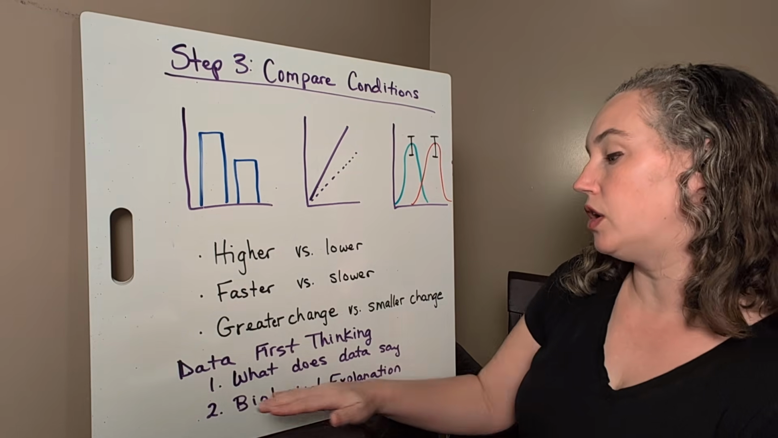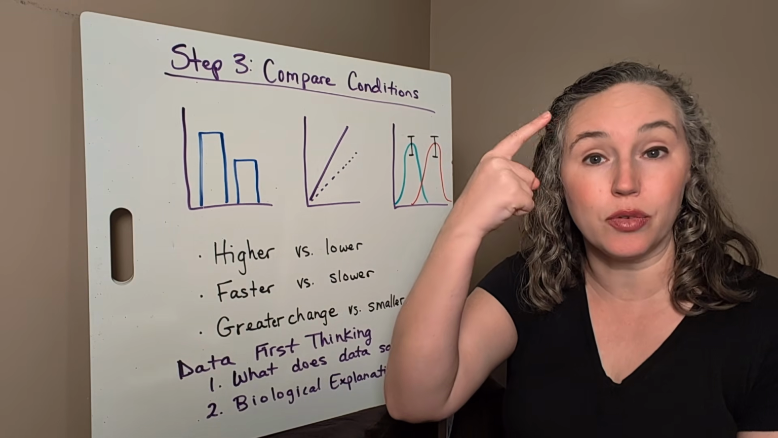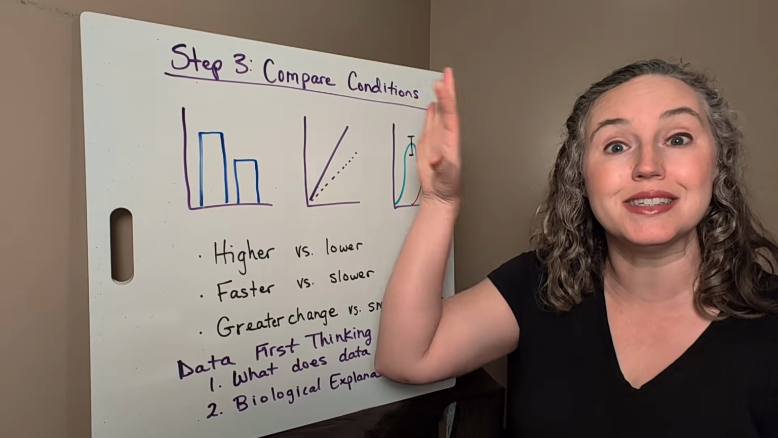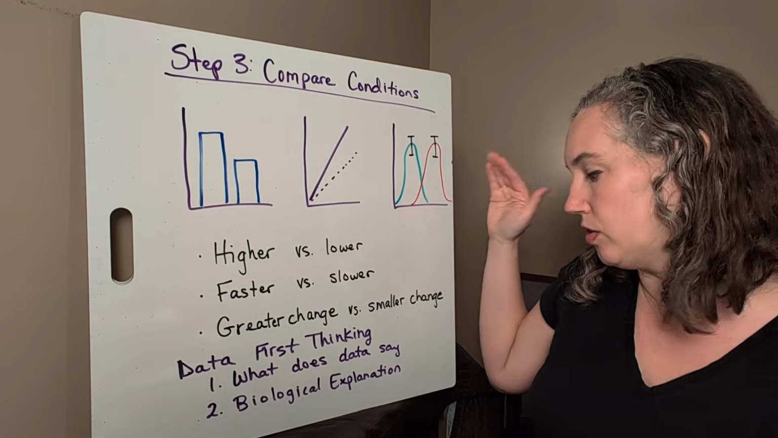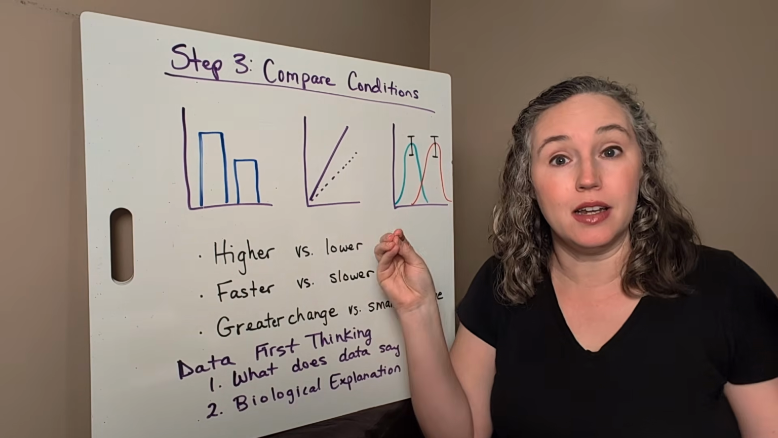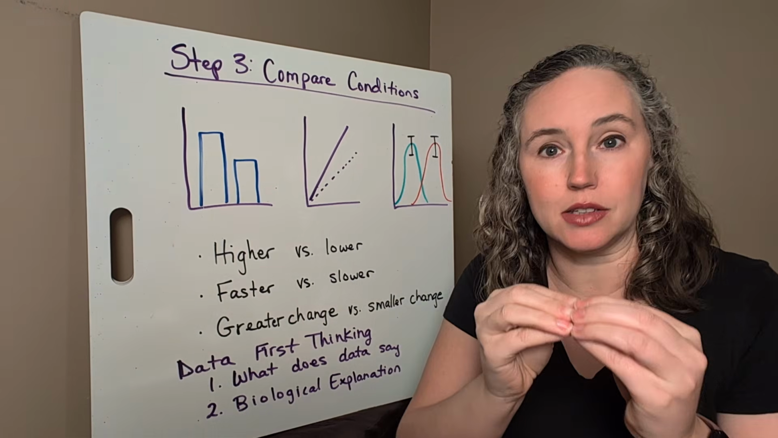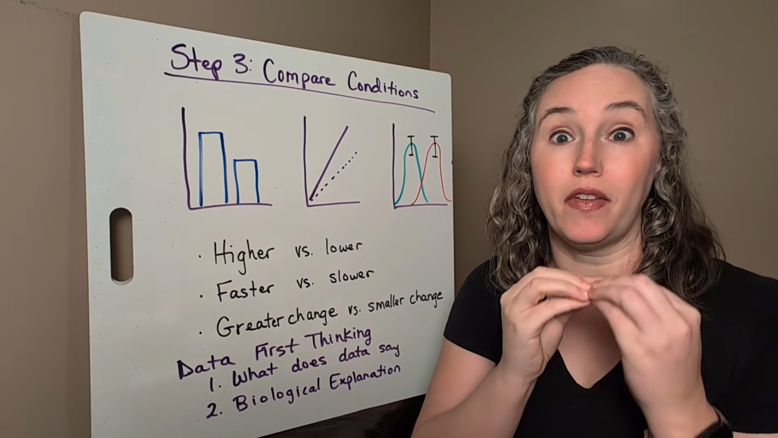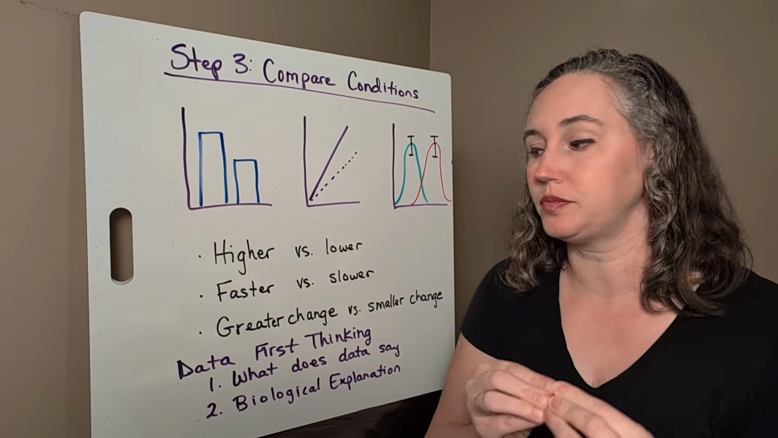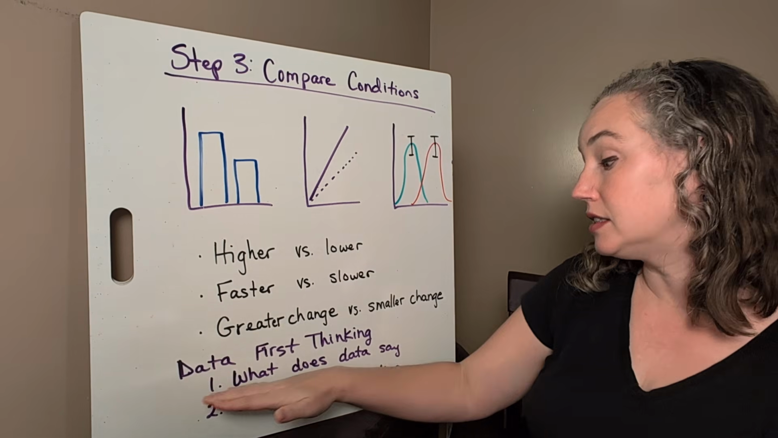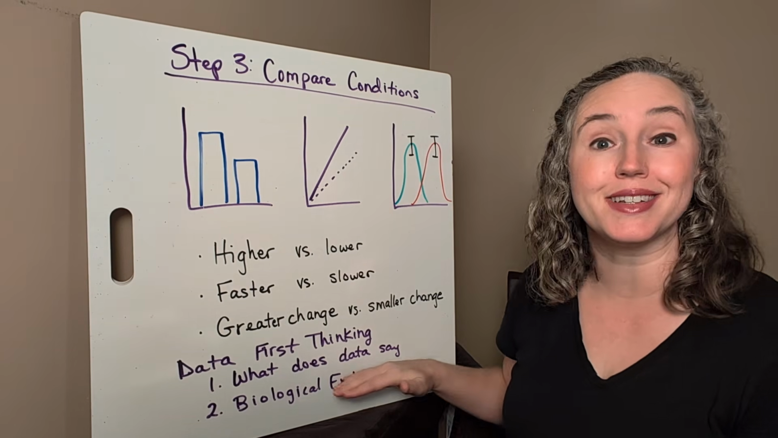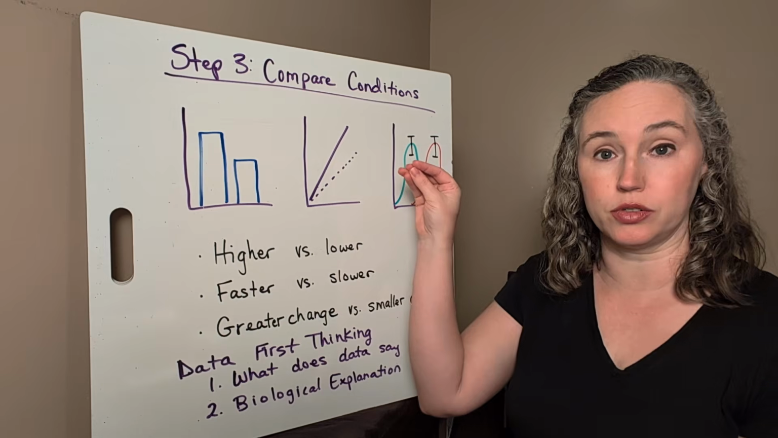All right. So this is where we've got to have data first thinking, right? What is the data telling me, right? And then we want to connect that to a biological explanation. And then that's when your content knowledge comes in. But you have to tell them what the data is saying first.